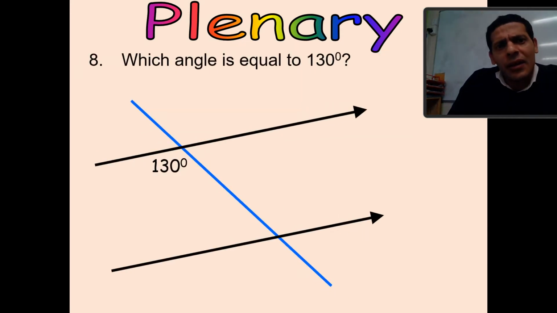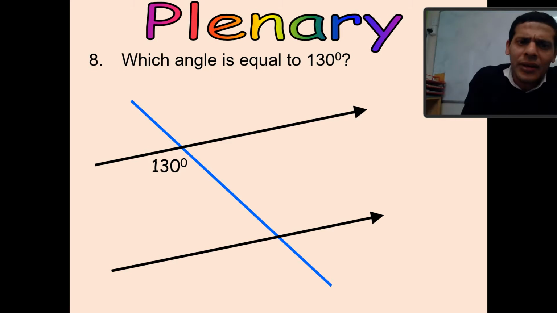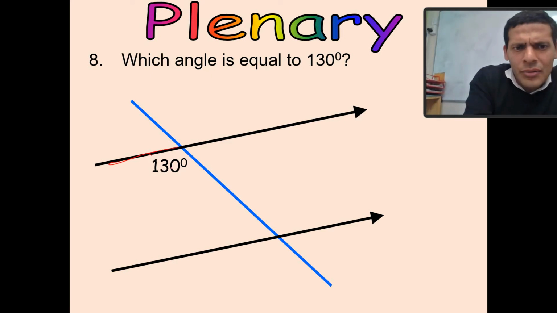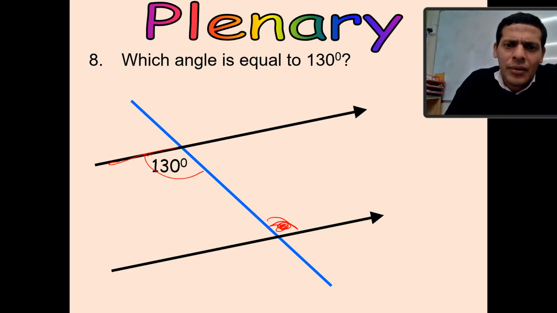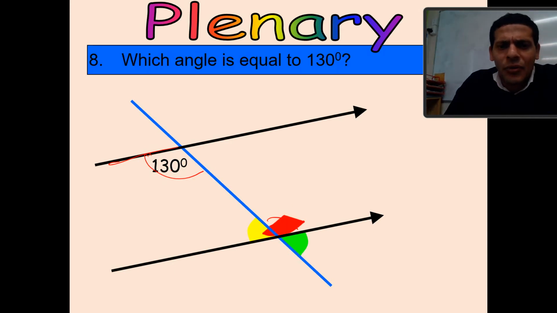Which angle is equal to 130? Yes, if we look at 130, which angle of the four here? So this one equals this one. Why? Because here they are making a Z letter, which is alternate angles, which is the red one.